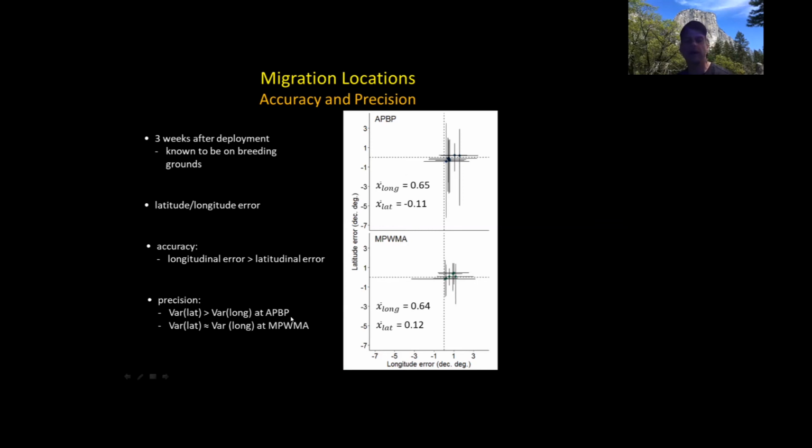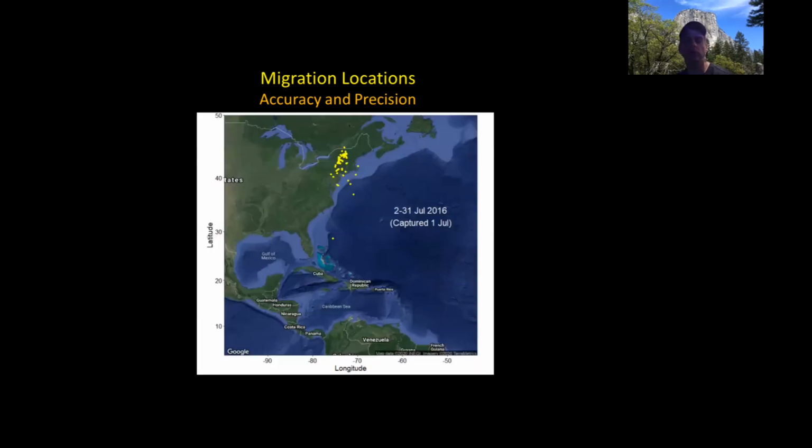So the precision was not great on the breeding grounds, and it didn't really improve during migration. Here's an example. I'll just show you the locations of a bird over time. Just pay attention to the variations in latitude. The bird was captured up here in July 2016. Here are the locations for about the month after it was captured.